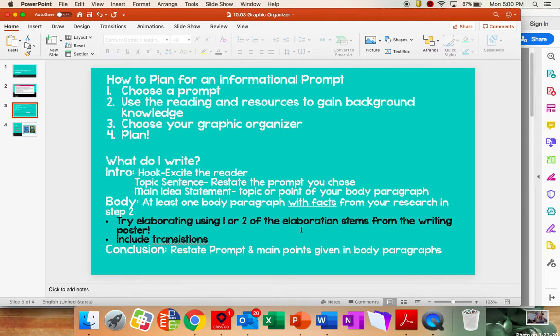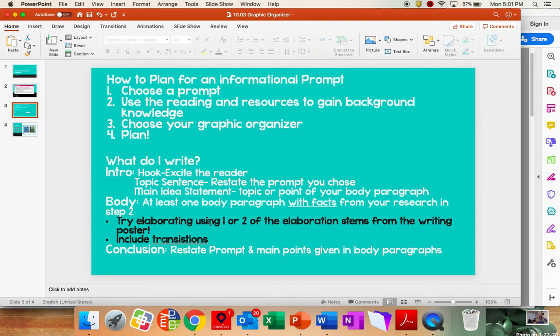And then the last sentence of your introduction is that main idea statement, which is what your body paragraph is going to be about. If you're saying that the Boston Tea Party changed the course of the American Revolution, your main idea is the answer to that question. And then you're going to support that in your body paragraph. So we are going to introduce that answer to our question in the main idea statement of our intro. We're going to tell the reader more about that in our body.